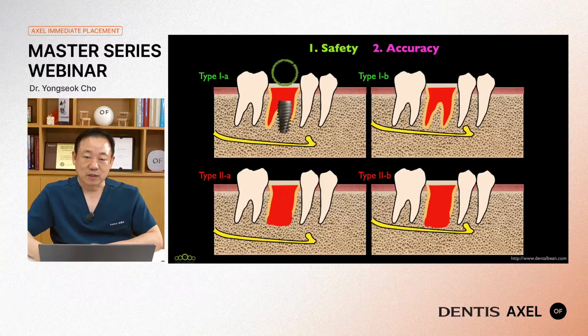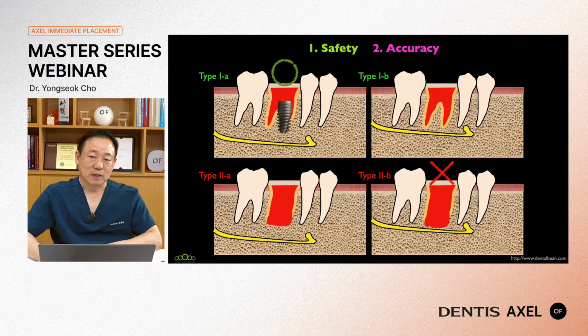Then look at the Type 2B, lower right side. Can you place an implant immediately in a Type 2B situation? Of course, it is impossible.